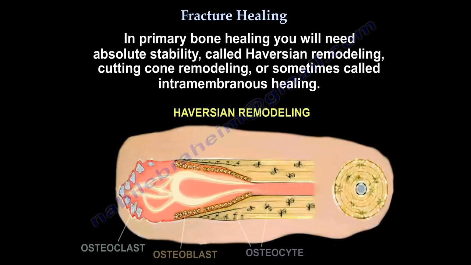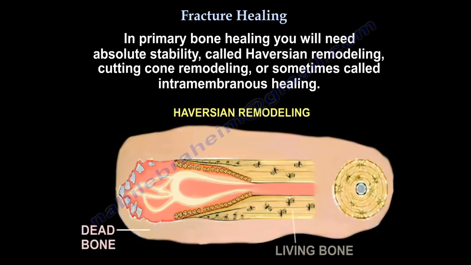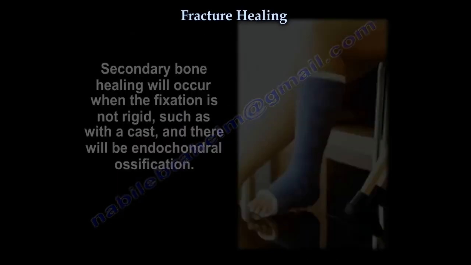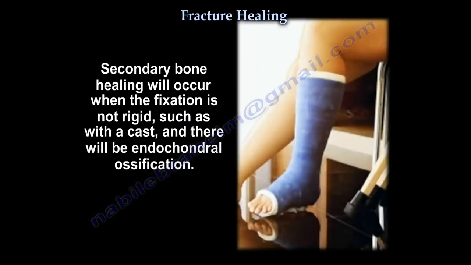In primary bone healing, you need absolute stability. It's called Haversian remodeling or cutting cone remodeling. Sometimes it's called intramembranous healing. The secondary bone healing will occur when the fixation is not rigid, such as a cast, and there will be endochondral ossification.